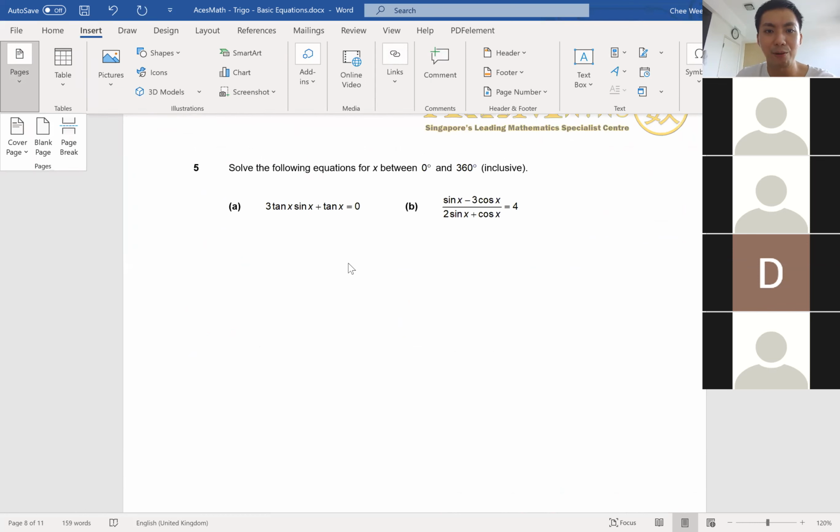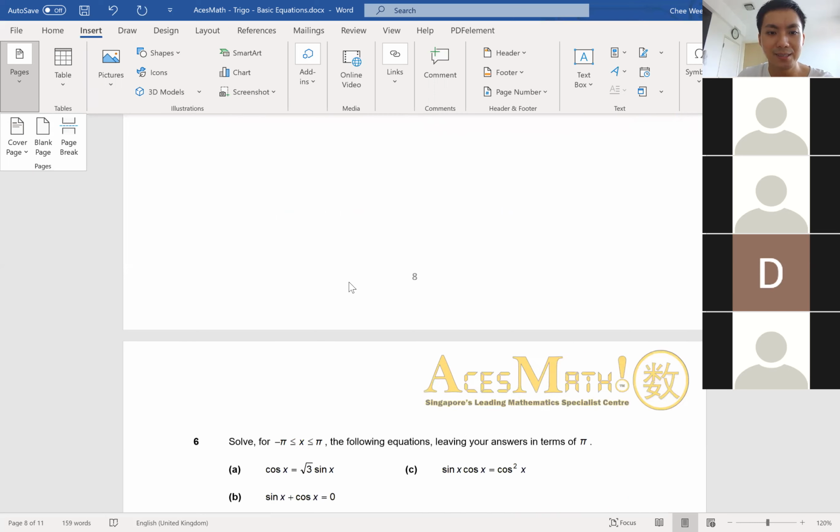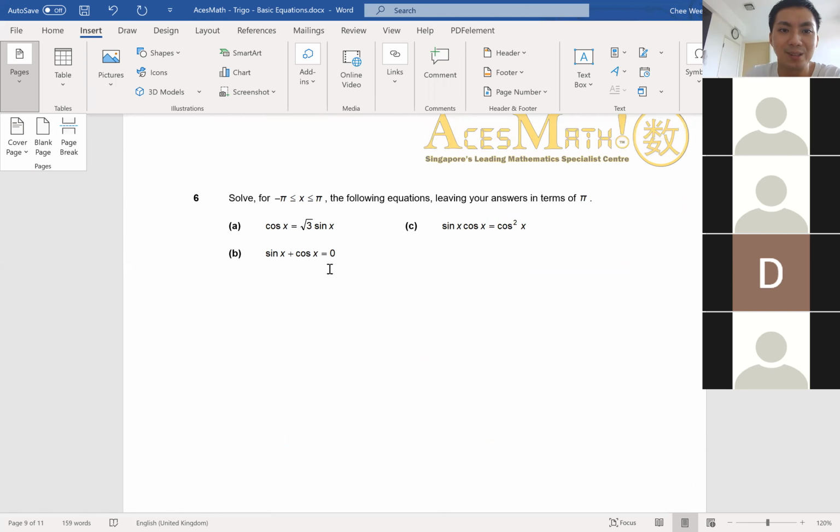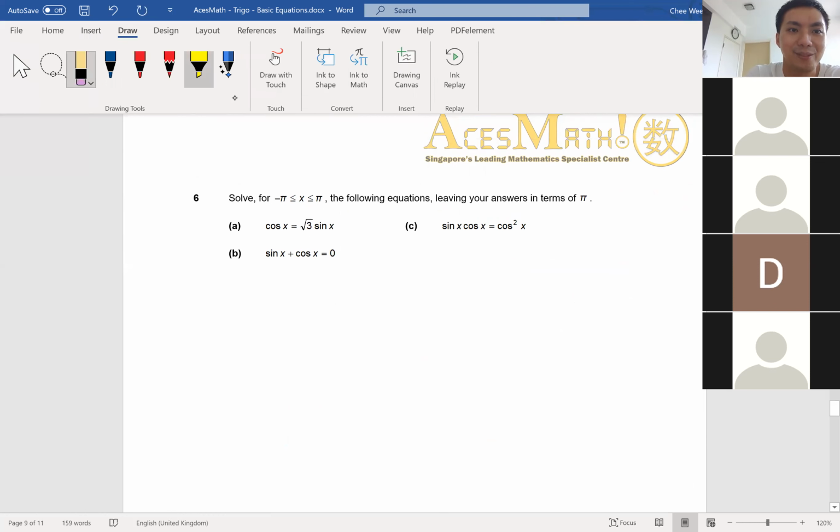So 5A is about simplification, factorization, and then getting the answers. At least it's in degrees, so it's manageable. So I don't want to spend time doing this with you. 6 is the one where there's a bit more work to be done. Firstly, there are 2 layers of difficulty. It's in radians. Not to mention, it's not 0 to 2 pi, it's minus pi to pi. That means answers in Q3 and Q4 have to be rewritten in the appropriate fashion. That is always a problem.